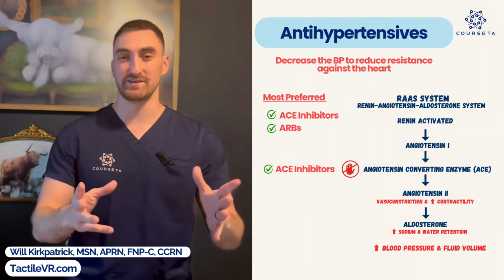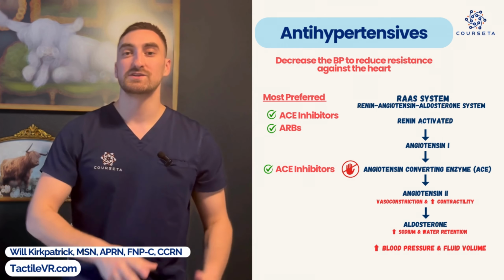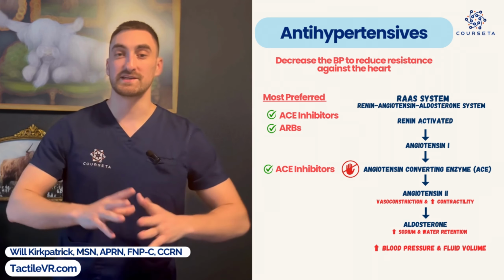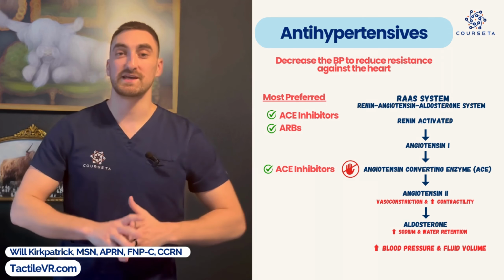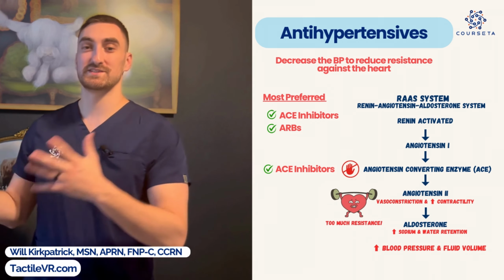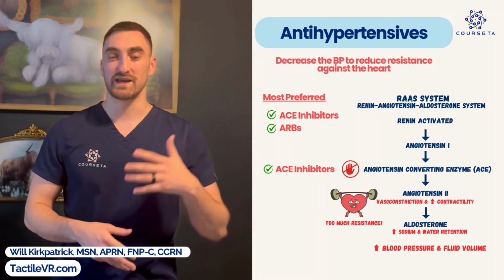What that does is it inhibits the action of angiotensin 1 turning into angiotensin 2. This is the most preferred because it hits earliest in that RAS system. We talked about RAS being the renin angiotensin aldosterone system. When we have a stimulation of that RAS system, it releases angiotensin 2, which is a potent vasoconstrictor, which what? Puts more resistance against the heart. So we want to give a medication that directly acts on that, which is an ACE inhibitor.